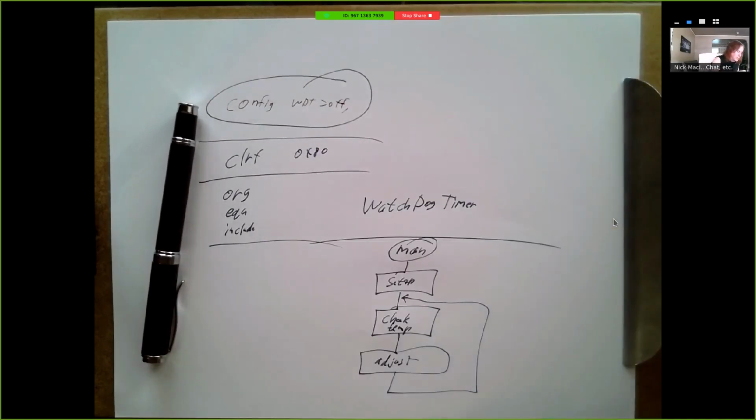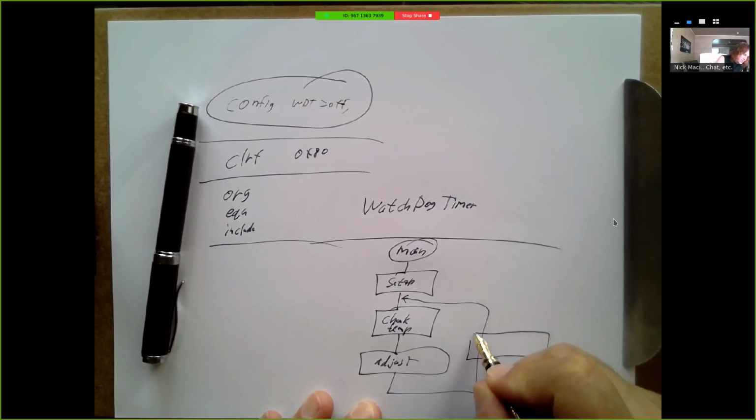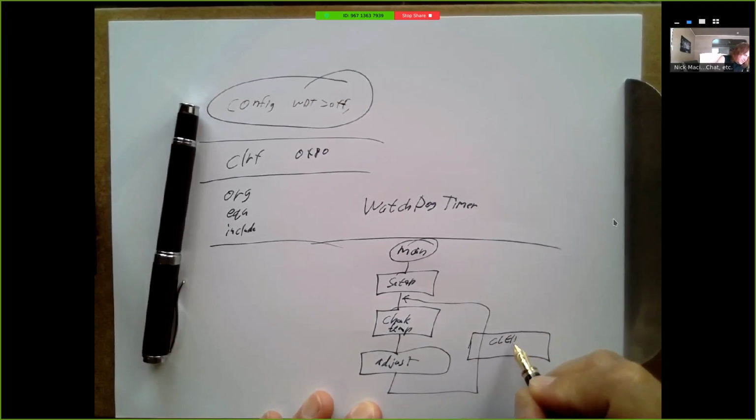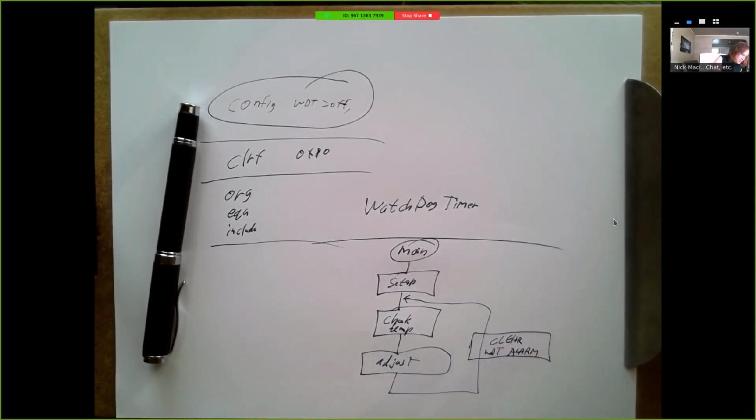Okay, what we do is we add an extra step in here, which says clear the watchdog timer alarm. Reset that alarm clock that's supposed to wake up the watchdog. So there's an instruction for doing that. And every time we execute that instruction, the alarm goes back to 0. It restarts the period before the alarm goes off and wakes up the watchdog.